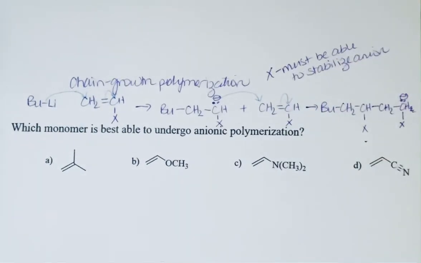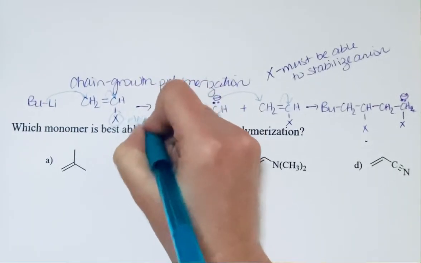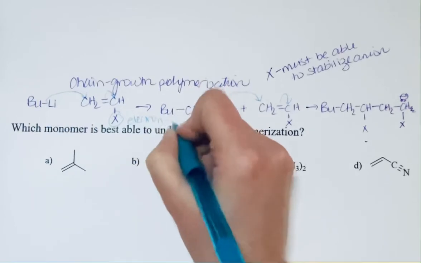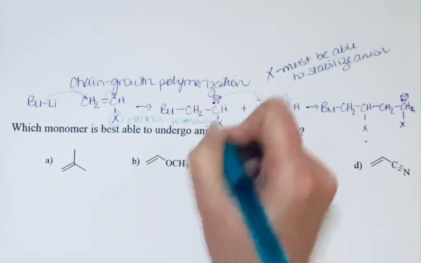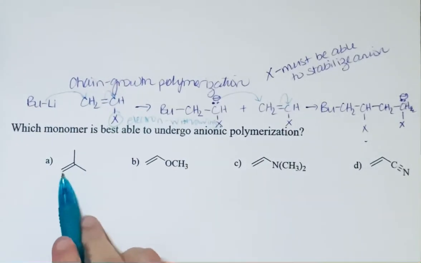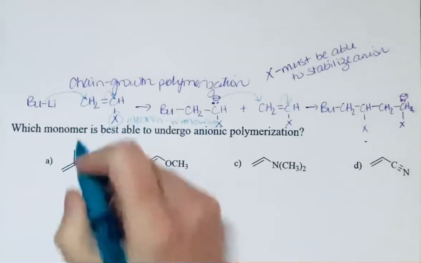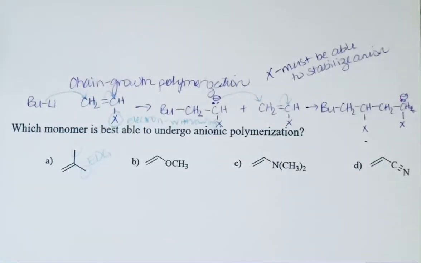And what that means is we really need this to be electron withdrawing. So we're looking for something that can be an electron withdrawing group. So if we look at A, we've got 2 methyl groups. These are both electron donating groups, so that's not what we're looking for.